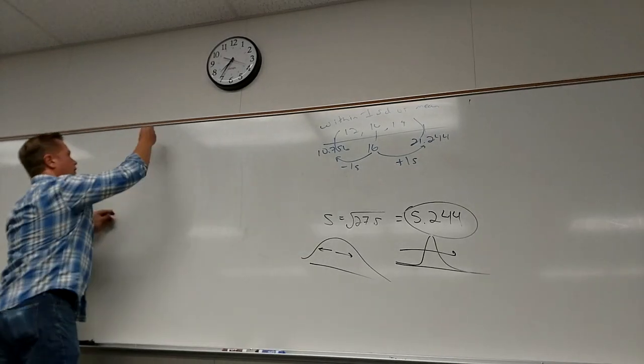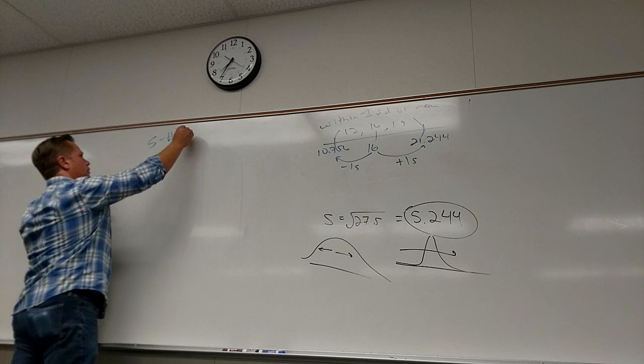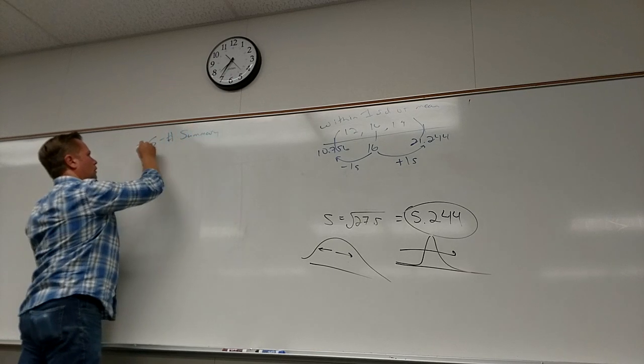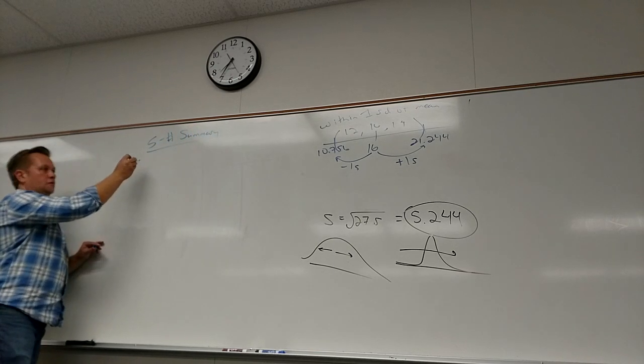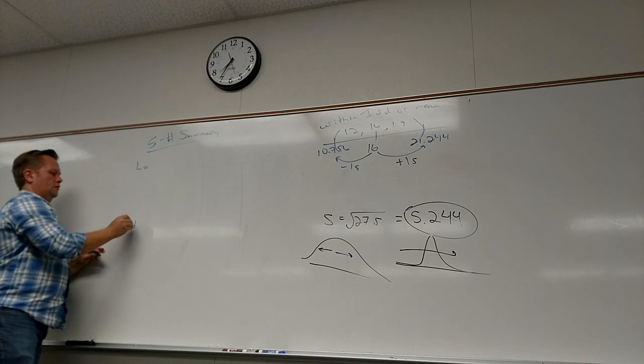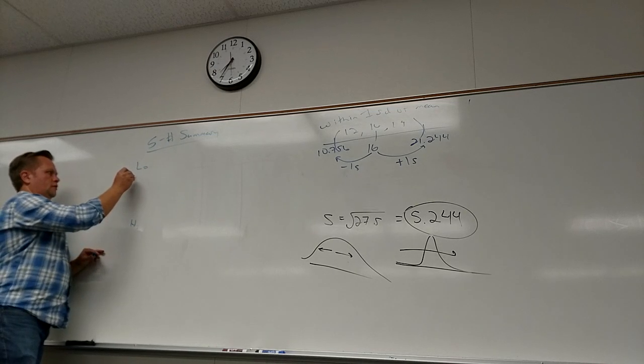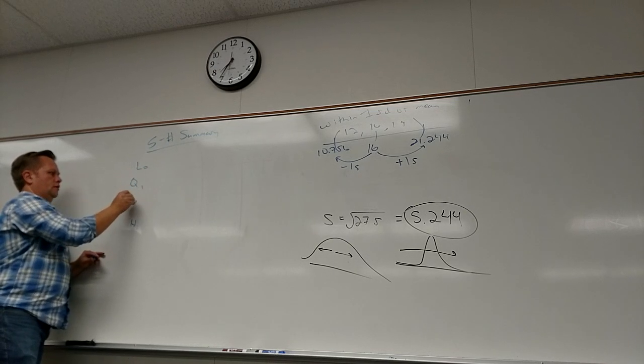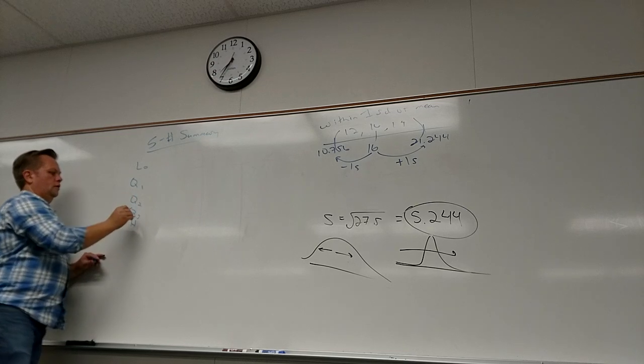Anybody remember what the 5 number summary is? Isn't it like the minimum, the maximum, and then like first quartile, median, third quartile? Yep.